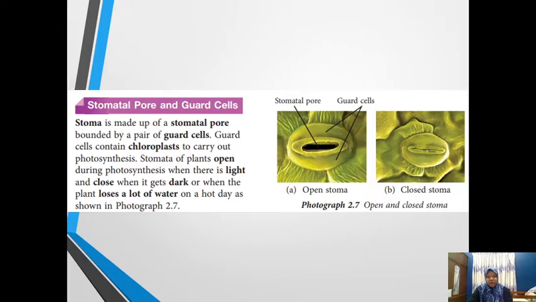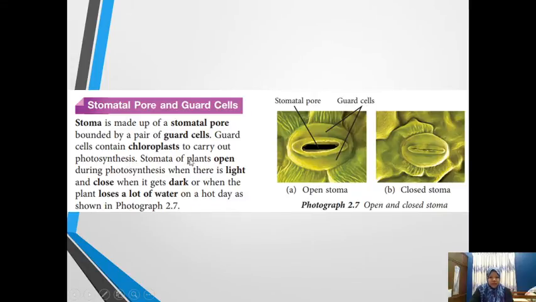You can call me. Okay, this is stomatal pore and guard cell. Open and close stoma. This is stomatal pore and the guard cell. Ini adalah guard cells. Ini adalah closed stoma. Nampak tak? Satu terbuka, satu tertutup. Stoma is made up of a stomatal pore bounded by a pair of guard cells. So the guard cell contain chloroplast. Dalam guard cell kita ada chloroplast to carry out the photosynthesis process.